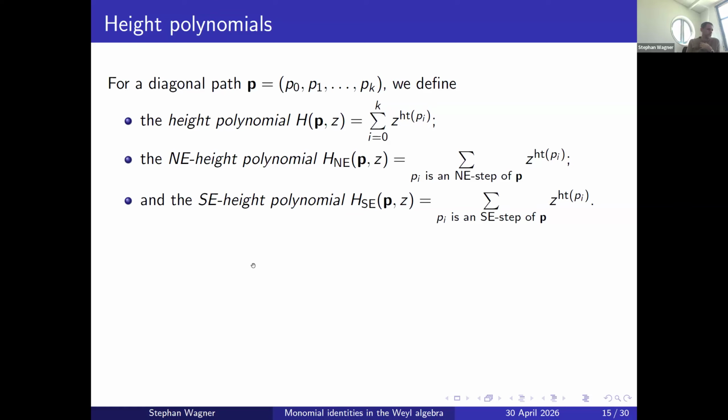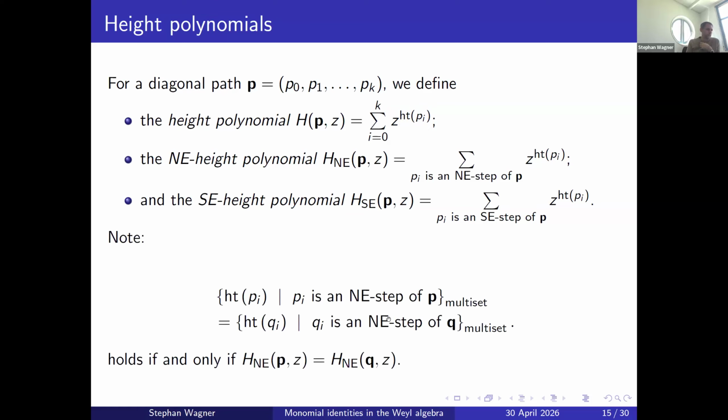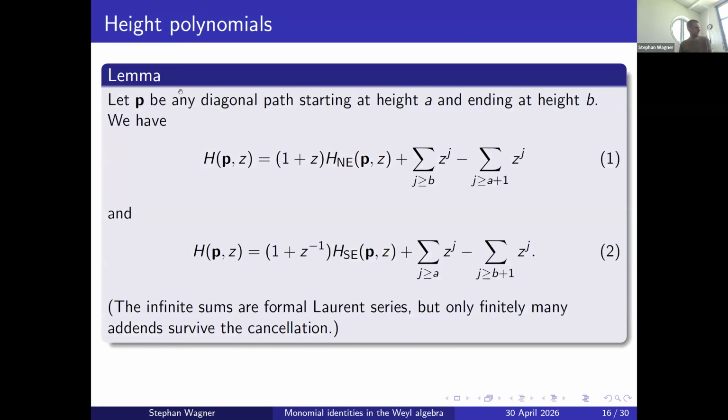Right. I have this equivalence of multisets if and only if the corresponding northeast height polynomials are the same. That's sort of clear from the definition. But actually, I have this equality as multisets even if any other polynomial agrees on the two paths P and Q. And that's because of this lemma here.